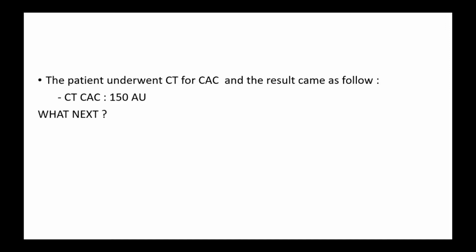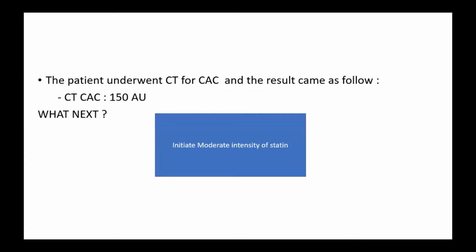The number is 150 Agatston units. What's next? Coronary angio. No. This is low risk if it's less than 400. Okay. No. But any other thoughts? How to approach this number? But the answer will be that it is positive.